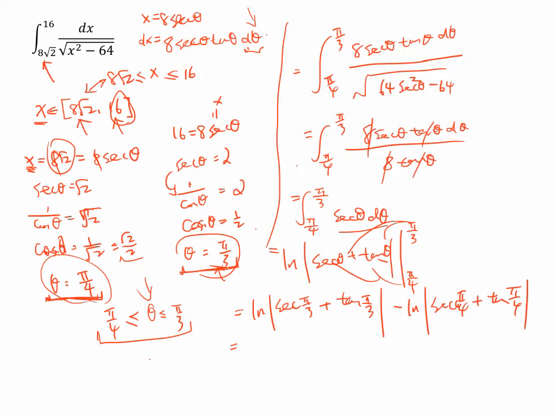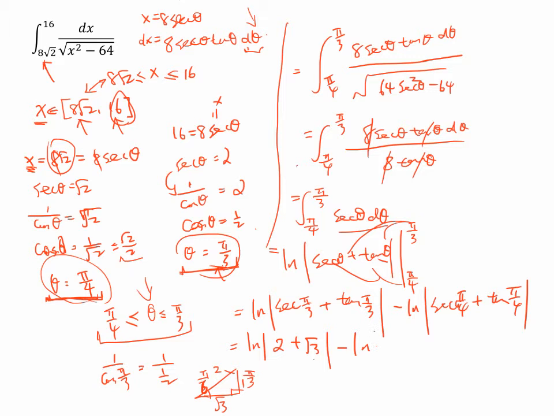Secant pi over 3 is 1 over cosine pi over 3, right? That is 1 over 1/2, which is 2. So natural log of 2 plus tangent pi over 3, which is square root 3, minus natural log. We remember this special angled triangle: pi over 6 here, pi over 3, with sides 1, 2, square root 3. Find the tangent value.